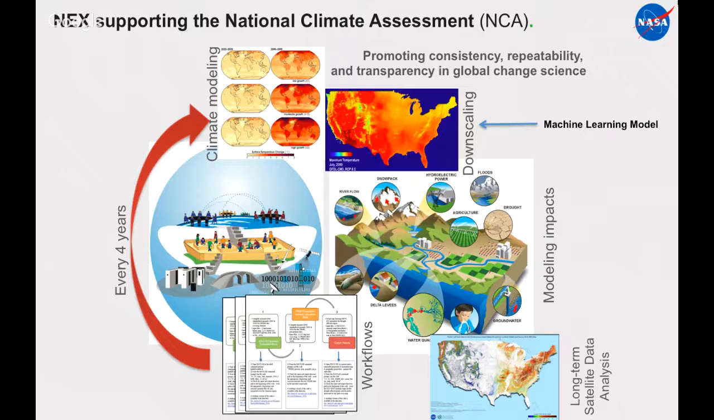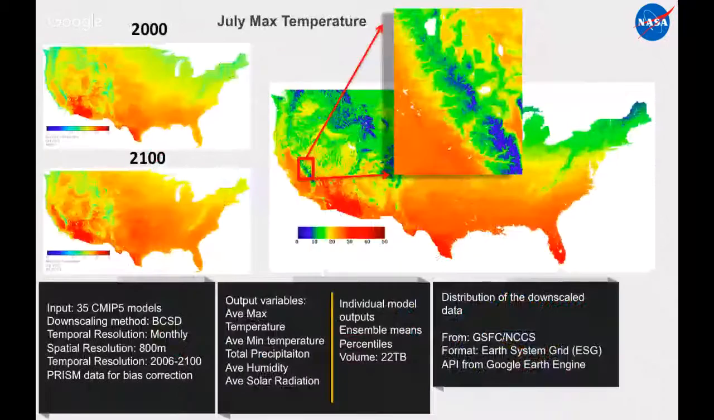And it's extremely important for modeling impacts, for doing long-term satellite data analysis, for a lot of climate modelers, for a lot of eco-physiological modelers. And we are always trying to create this very high resolution, robust climate downscale data sets with less uncertainties. And in that regard, this gives you a brief idea of how these data sets look.